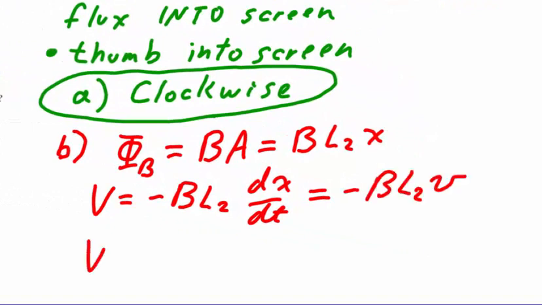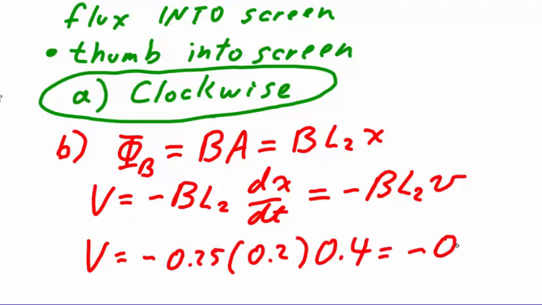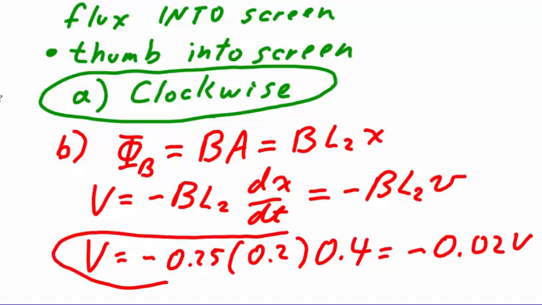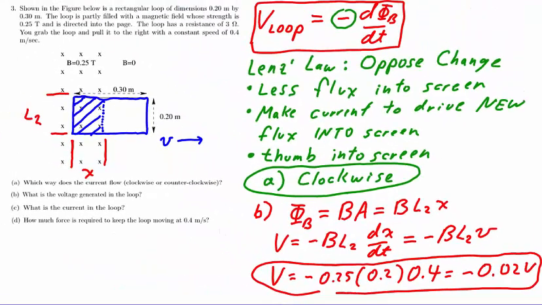We are therefore able to plug in the values, yielding a result of negative 0.02 volts. As always with Faraday's law, we have to be very careful about what positive or negative means in terms of this result. It is in fact part A of this problem that tells us that the negative sign means clockwise for the direction of the current.